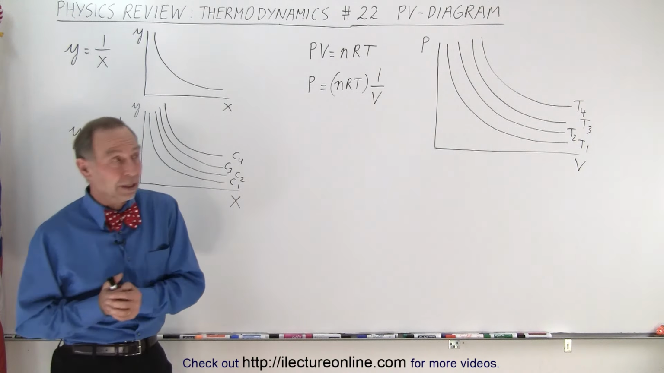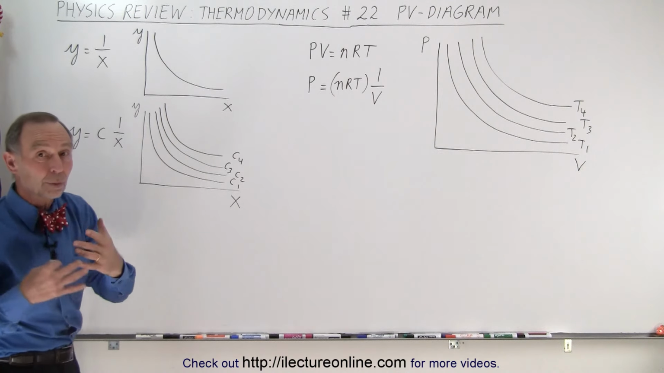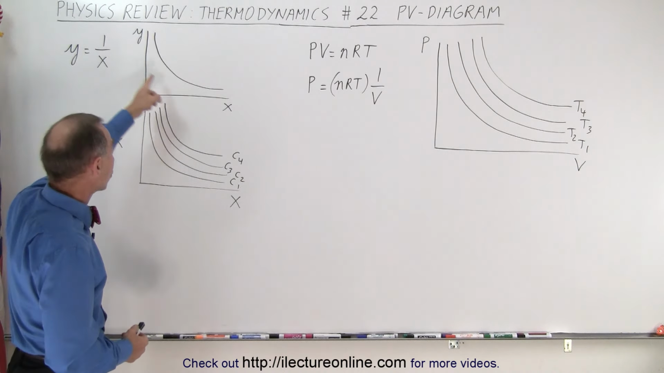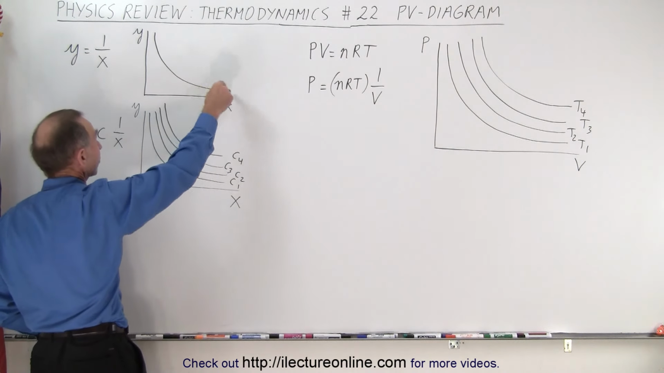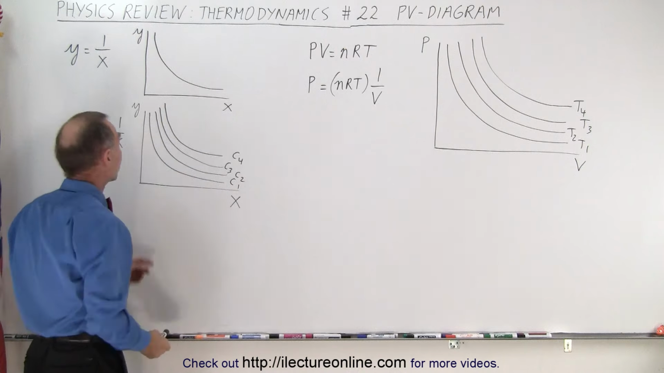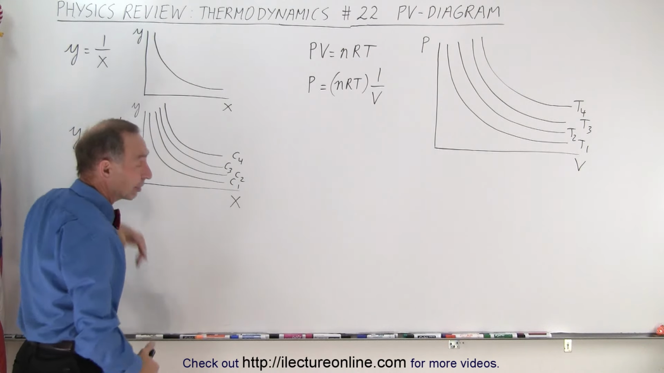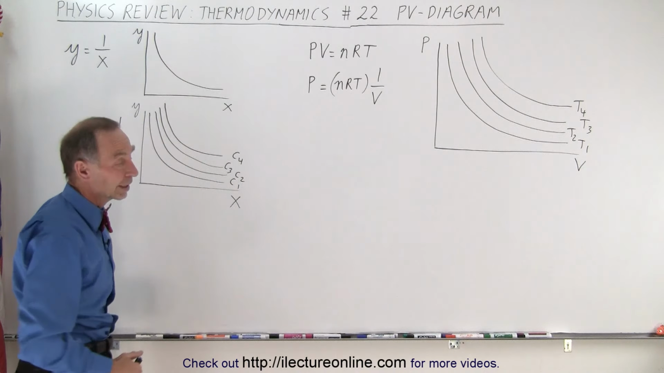algebra class. The equation where we have y equals 1 over x, and if we were to graph that in the first quadrant of the xy plane, we see a curve that looks like this. So most of us remember that y equals 1 over x looks like that. You plug in a certain value for x, you get a particular value for y, and when you put all those dots together, you get a line that looks like that.